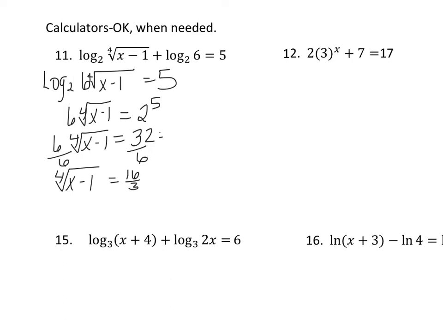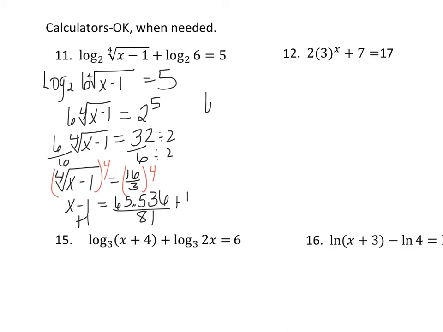I just divided by 2 to reduce my fraction, because I'm going to raise that to the 4th power to get rid of my 4th root. And I get x minus 1 equals, let's see, 16 to the 4th power. Let's break out a calculator on this one. So 16 to the 4th power is 65,536 over 81. And we're going to add 1 to both sides.